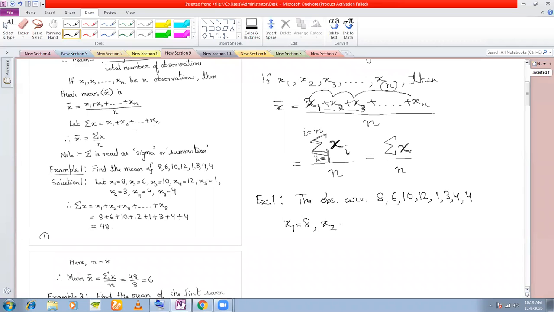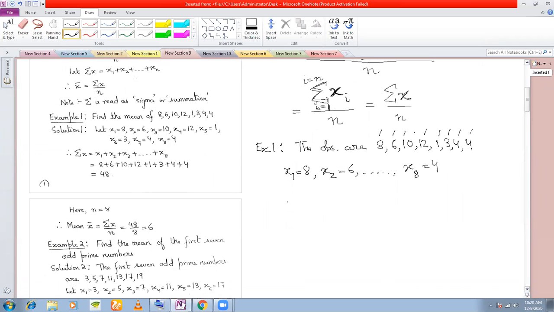Later on, I'll be doing directly. x2 is equal to 6, and I have continued till how many observations? There are 1, 2, 3, 4, 5, 6, 7, 8 observations. So this continues till x8 is equal to 4. So each one I have taken x1, x2, and so on. So now what should be summation x? Addition, add all the observations. Let's write this first. x1 plus x2 plus x3 plus, and this continues till x8.